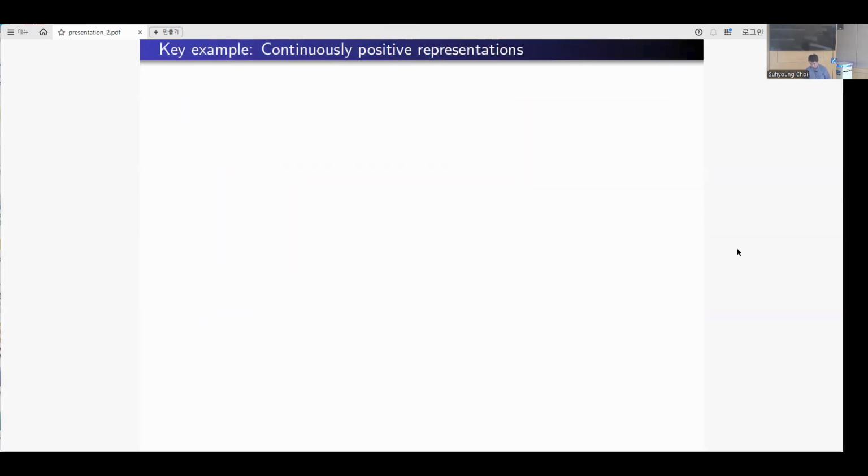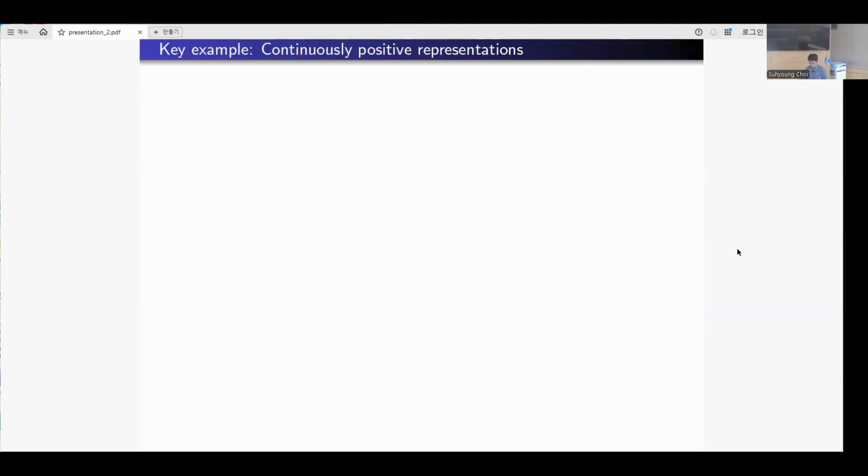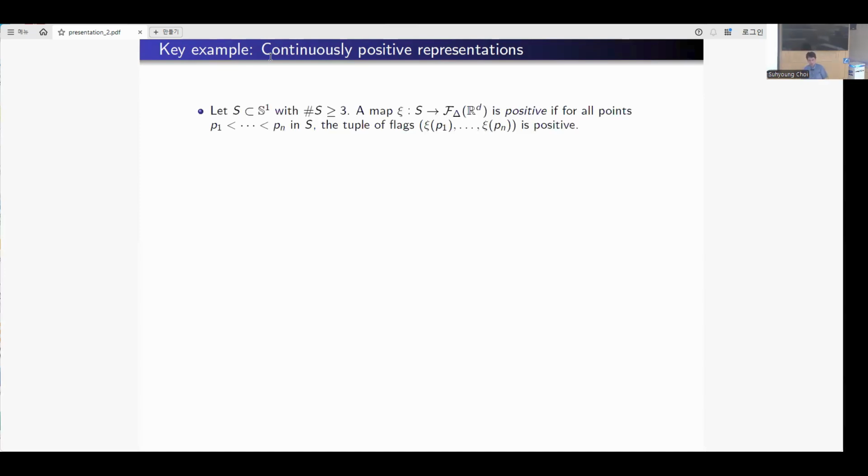Okay, so these are my transverse representations. My main example that I want to apply this technology to is these things that I call continuously positive representations. This is a name that I just made up for this talk, so I'll explain why. Okay, so what are these continuously positive representations?